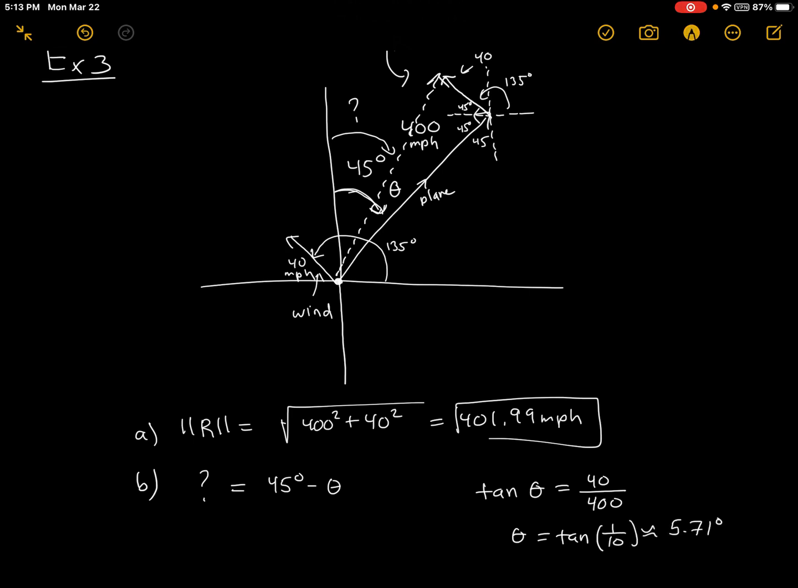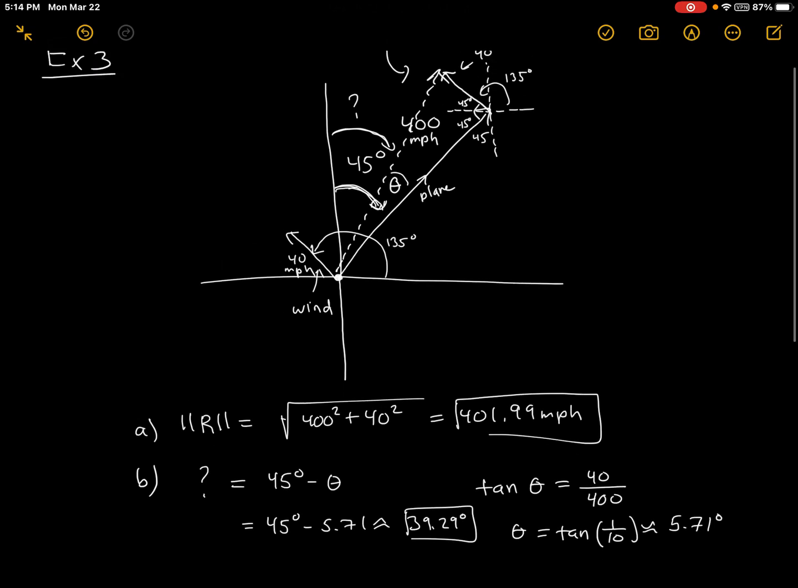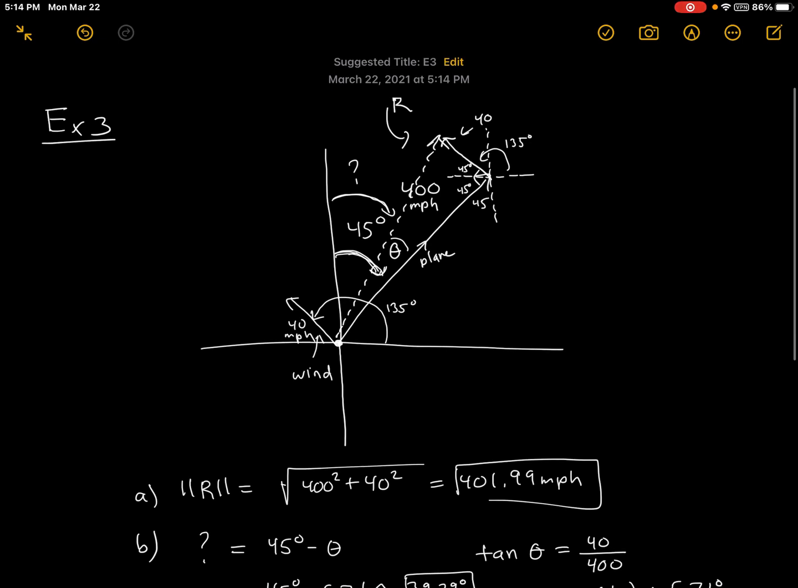5.71 degrees. Now, that's not the actual bearing, because we want to figure out what question mark is. Question mark is from here to here is 45, from here to here is theta. 45 minus theta will give you question mark. So 45 minus 5.71, approximately 39.29 degrees. You don't need to write north, you could just say 39.29 because that's assumed from north. And that's pretty much it for your bearing word problem.